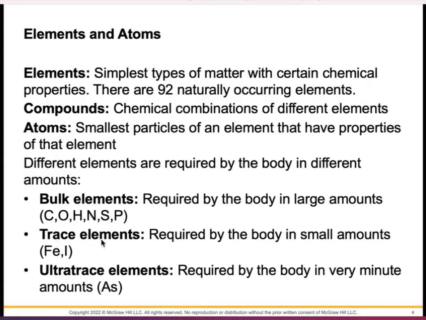Now your trace elements are elements that are required by the body in small amounts. They are small amounts. So elements such as your iron and your iodine. And then we have something called our ultra trace elements. These are required by the body in very minute amounts, so even smaller than the trace elements. They are teeny tiny amounts needed. So arsenic. Okay, so those are going to be different types of elements that are required in different amounts. So it's important that you know how we classify each of those.